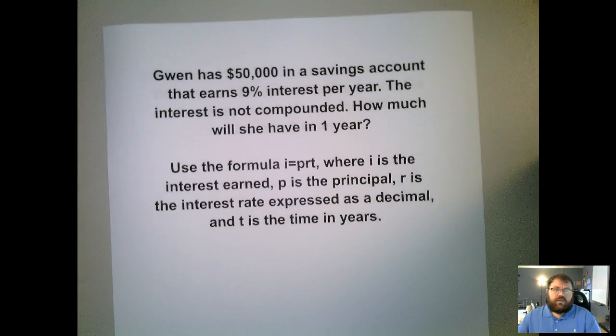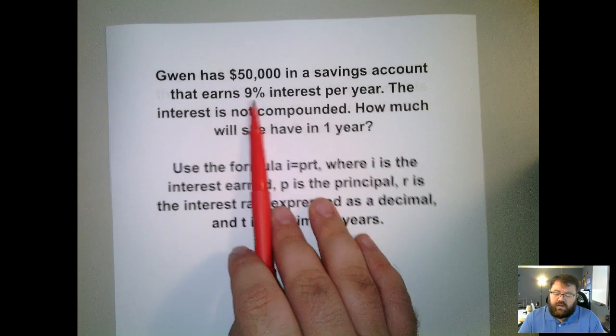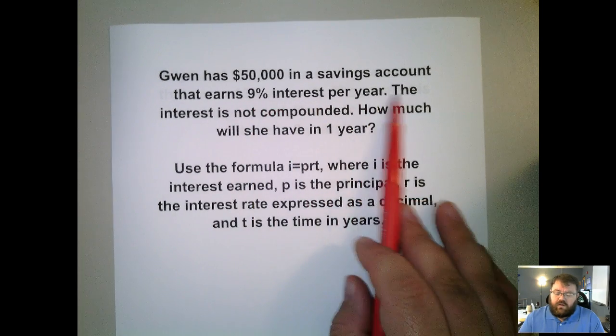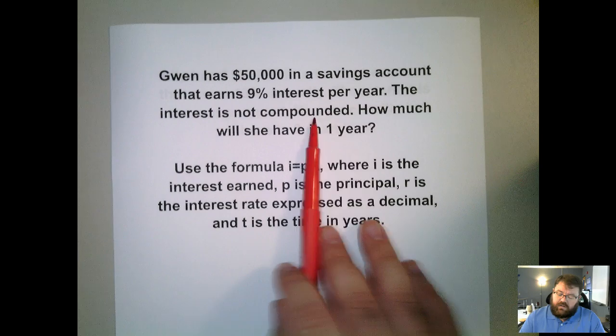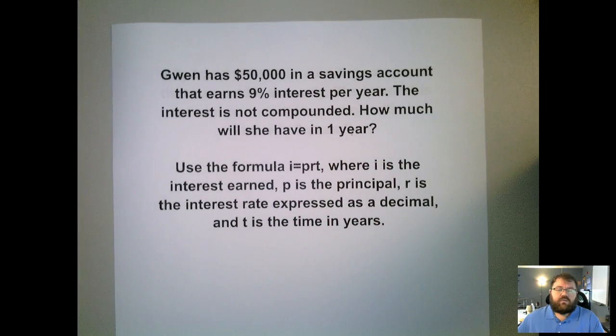The next question says Gwen has $50,000 in a savings account that earns 9% interest per year. The interest is not compounded. How much will she have in 1 year? Pause the video and answer the question.